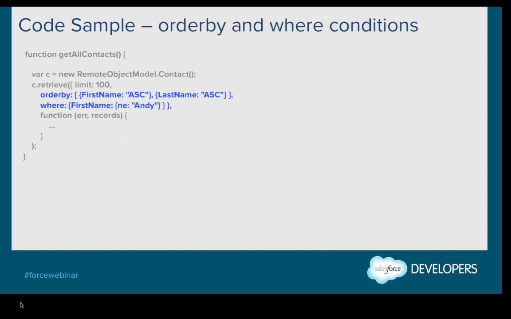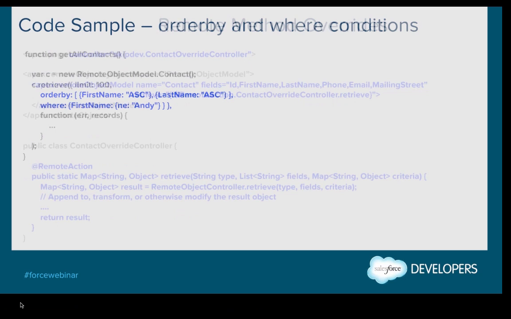The order by and where conditions, you can specify these inside the calls here. So in this case, we're getting back a set of contacts, and we're ordering it by first name and last name with ascending sort. And then we're doing a sort of contrived filter saying if the first name is not equal to Andy, return it. So Andy's getting filtered in this case. And again, this is just to kind of show off for the demo.